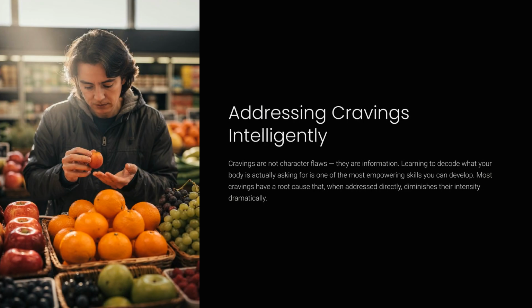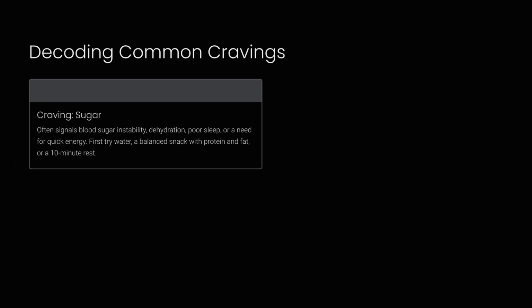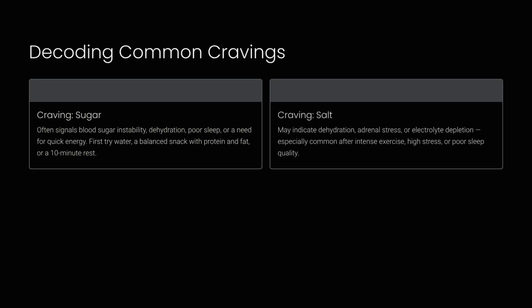Cravings are not character flaws. They are information. Learning to decode what your body is truly requesting is an empowering skill. Most cravings have an underlying root cause that, when addressed directly, significantly diminishes their intensity. If you crave sugar, it often signals blood sugar instability, dehydration, or poor sleep. Try water or a balanced snack first.